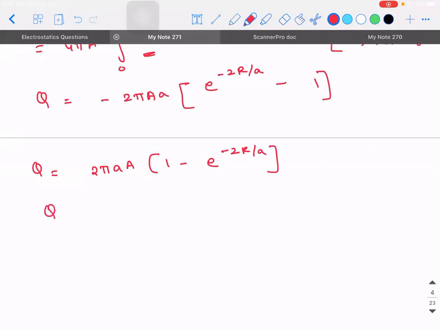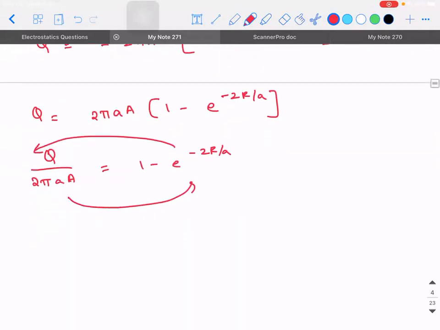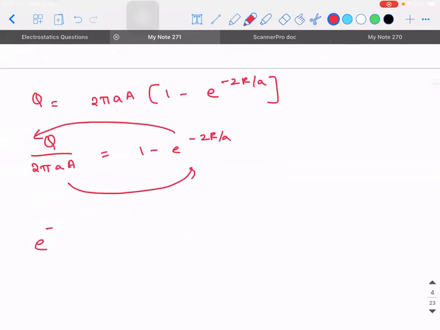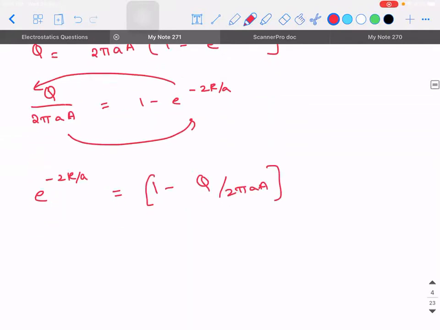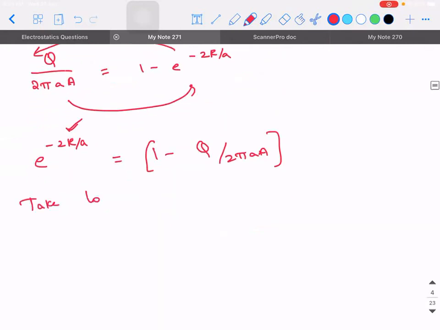So what I'm going to do is q divided by 2 pi a into capital A is equal to 1 minus e power minus 2R divided by a. I'll bring this e this side, and this q by 2 pi a A to the other side. So e power minus 2R divided by a is 1 minus q divided by 2 pi into small a into capital A. So if I want capital R from here, what am I supposed to do? Take log base e on both sides.